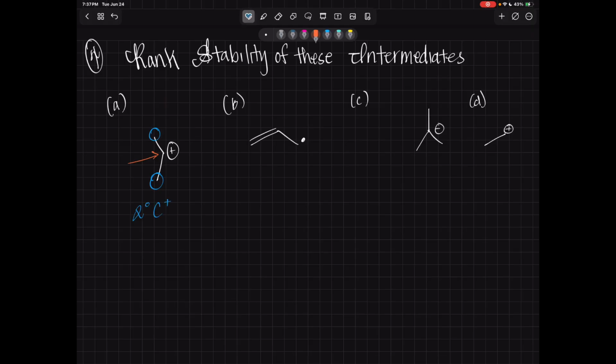Here, this is our radical. Notice that we do have resonance, so we can name this an allylic primary radical.